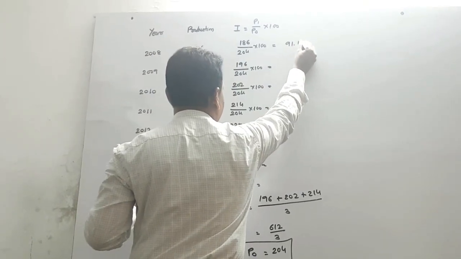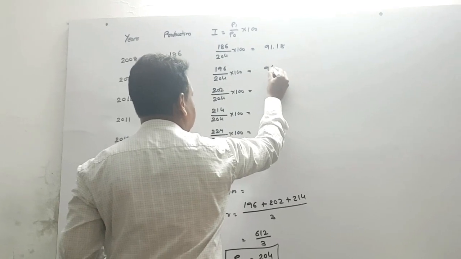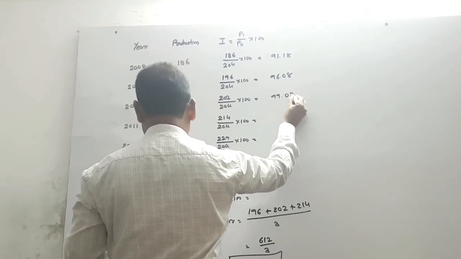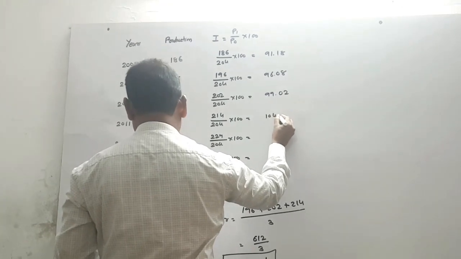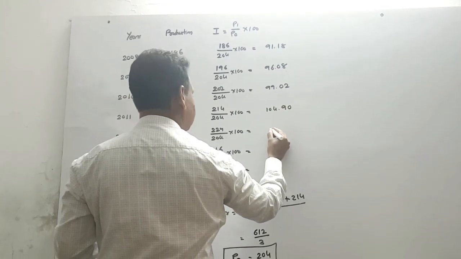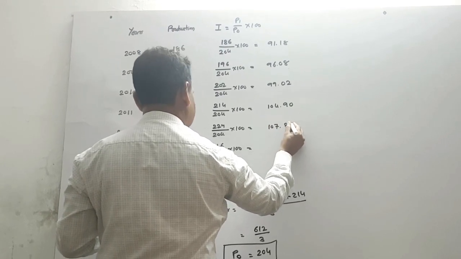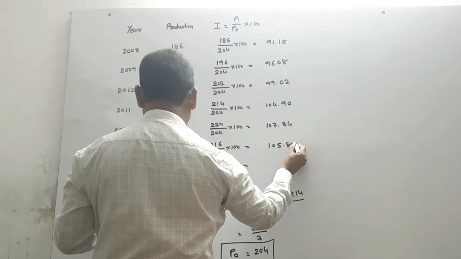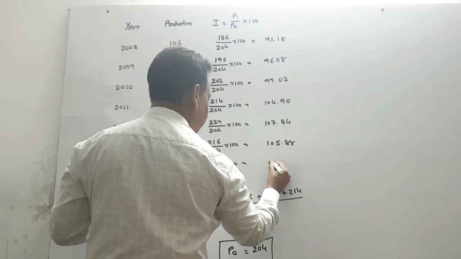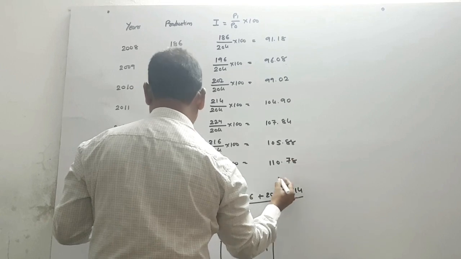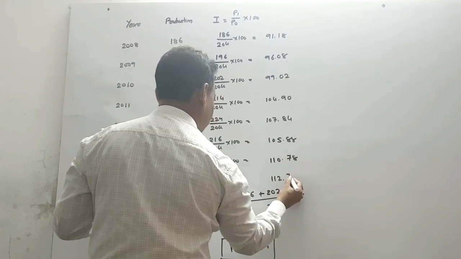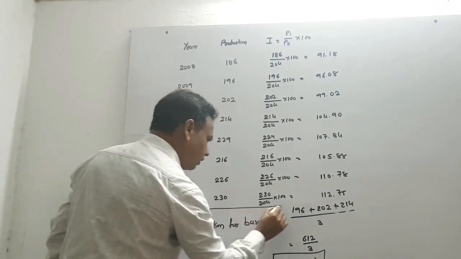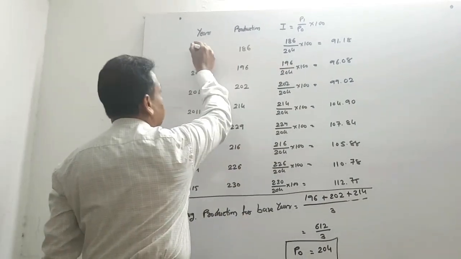So 91.18, 96.08, 99.02, 104.90, 107.84, 105.88, 110.78, 112.75. You can make your presentation in this way. You can present like this. You can make a table.